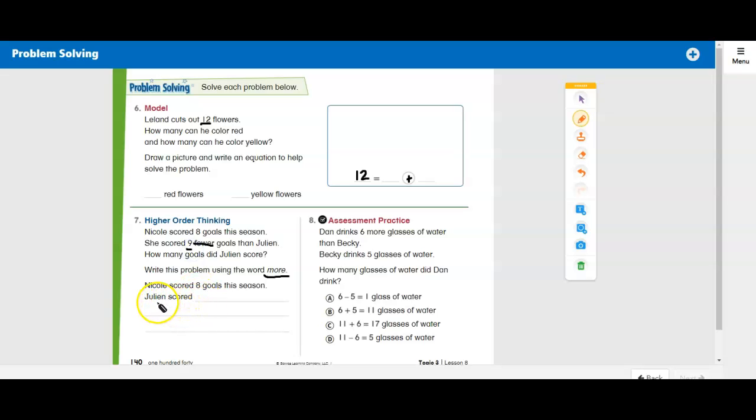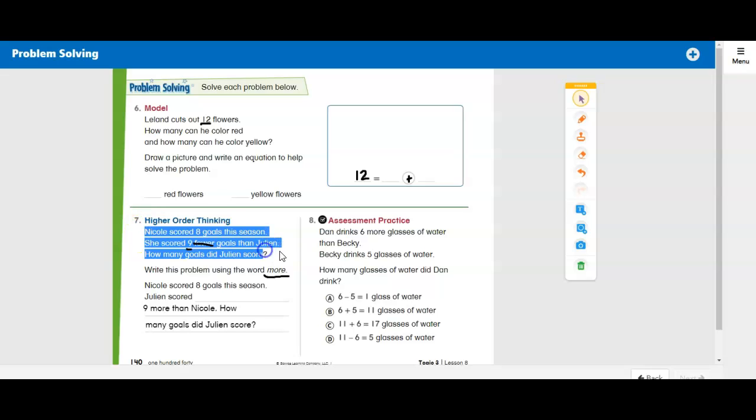So we are going to say Nicole scored 8 goals this season. Julian scored 9 more than Nicole. How many goals did Julian score? Because we are rewriting this problem that we saw at the top, except we are now using the word more. So you just need to write what Mrs. Collier typed on the screen for number 7.